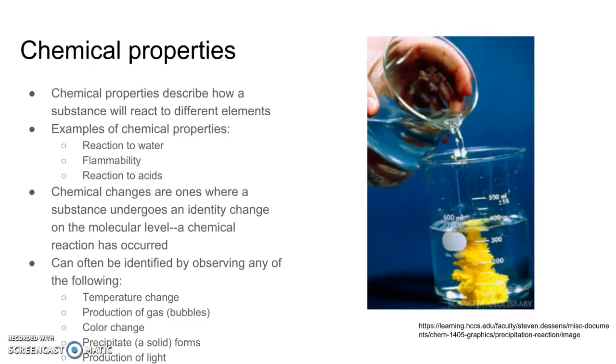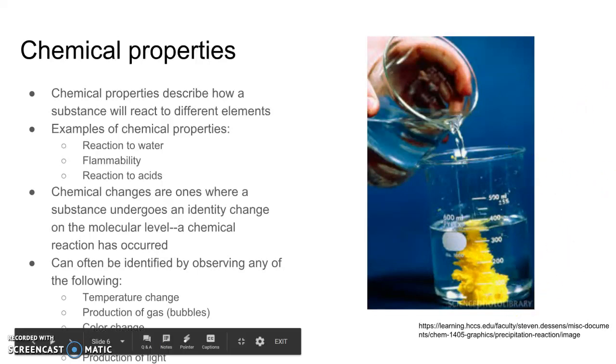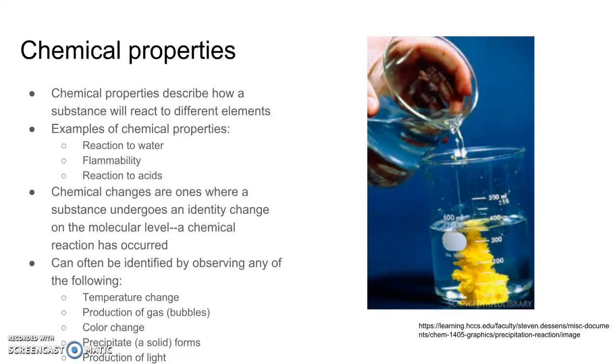So this can be often identified by observing any of the following. Temperature change, production of gas, which usually if you're looking for it in class, it'll be bubbles. Color change. Precipitate, so some sort of solid, usually like a powdery thing, sort of like what you got over here. Production of light is also a possibility. Usually that'll go hand in hand with some sort of temperature change where there's a production of heat and production of light, but not always. So just a thing to be aware of.